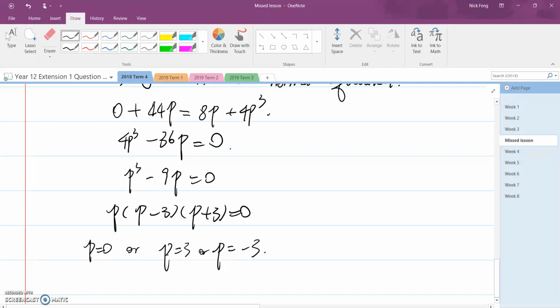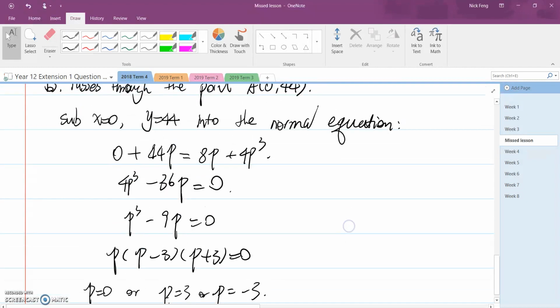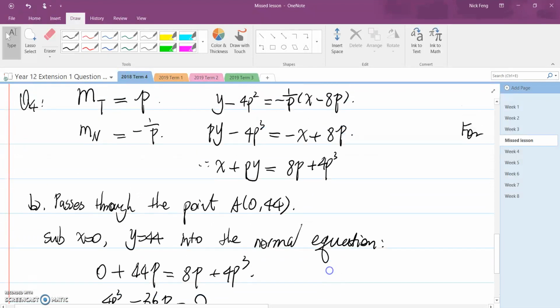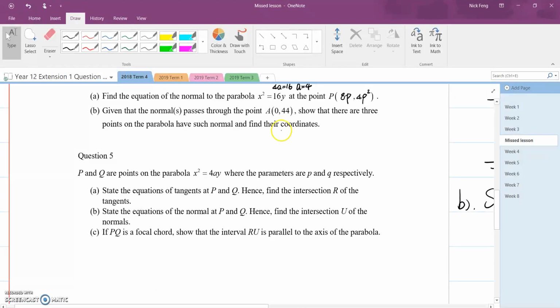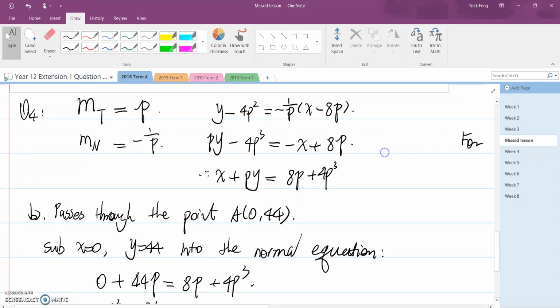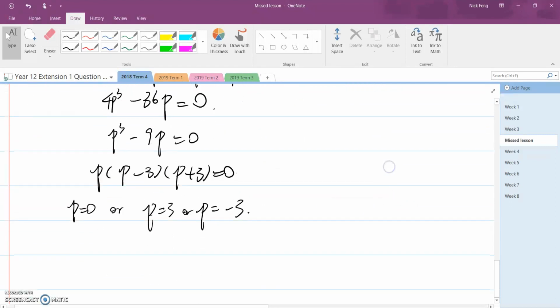And each of them will correspond to a point on the parabola, which will give you the normal that passes through (0, 44). As usual, the first one is when p equals 0, which is the vertical normal, and when p equals 0 it is in fact the origin.